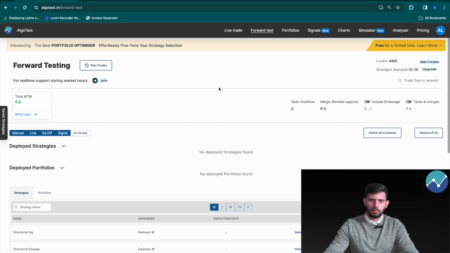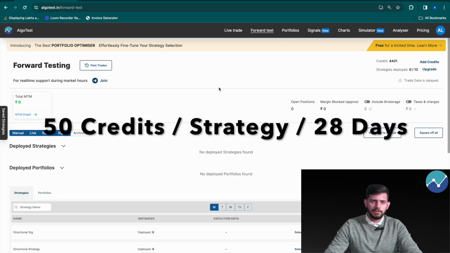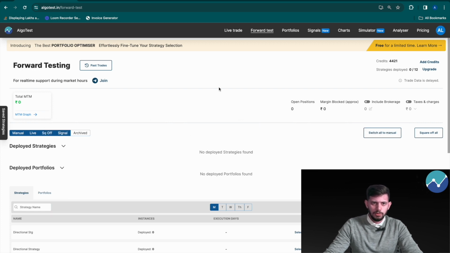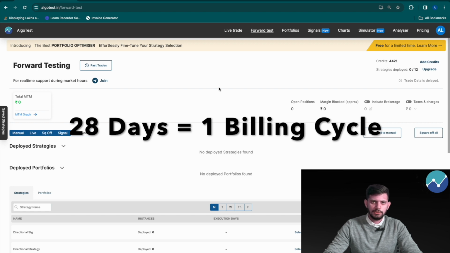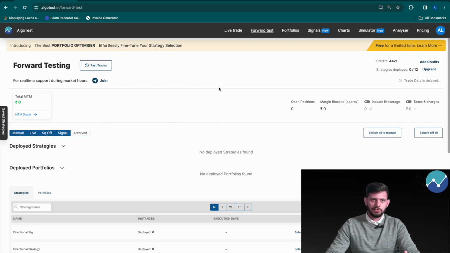So how does pricing work for forward testing? You will expend 50 credits for a forward test for 28 days. So for one billing cycle, which is 28 days, if I want to forward test 1 strategy per day, I will spend 50 credits.